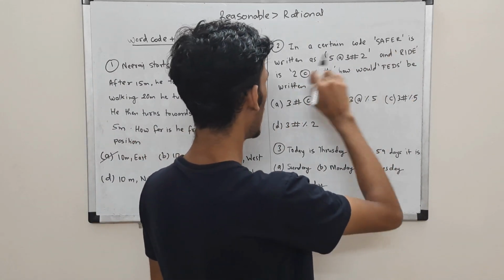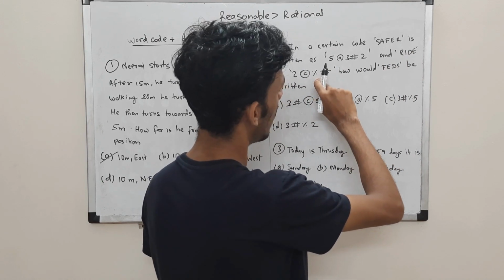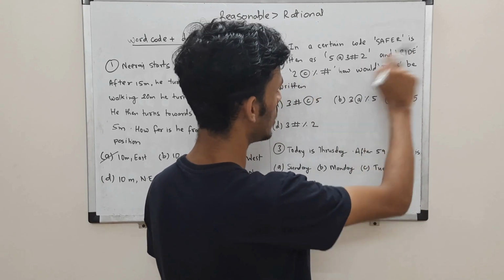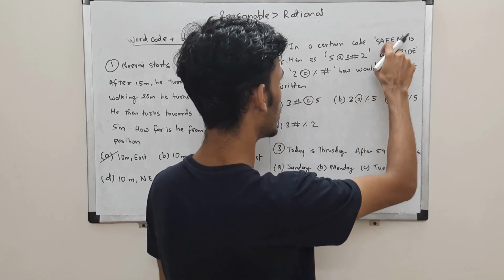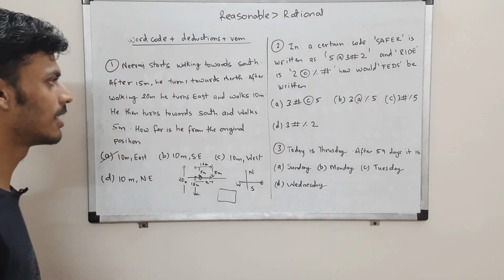So again, if you see, R is 2, copyright is I, your percentage is D and hash is E. You can confirm actually hash is E, right? So now that is our code.